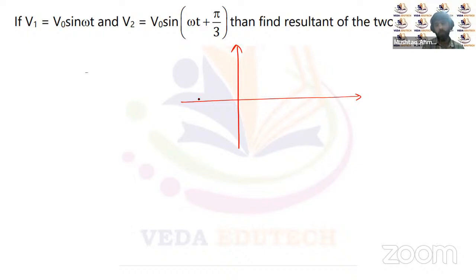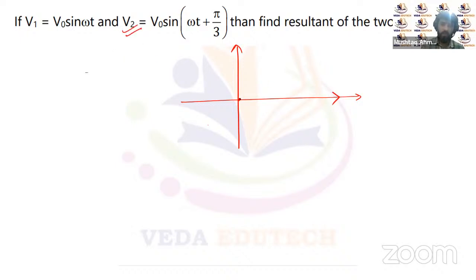V1 is in the form of a vector that we call a phasor here. At time t equal to 0, you can see the value of the voltage is 0. It means that there is no initial phase for V1, or we can represent this with this vector. And the initial phase for V2 here is pi by 3.